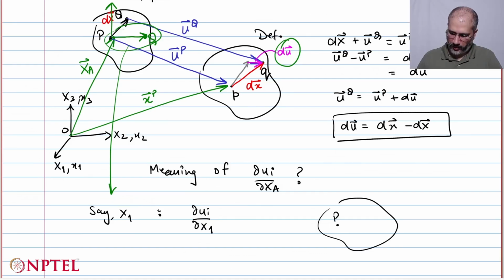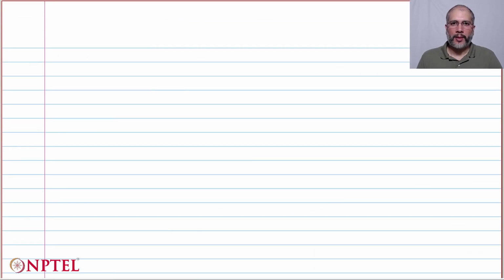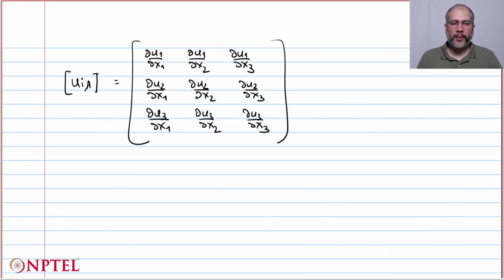So this is basically going from point P to point Q here, and this is our d capital X vector. So this del ui by del Xa is the ratio of the differential displacement as the deformation happens to the distance between points P and Q in the undeformed configuration. In fact, let us write the complete displacement gradient tensor. So this is the displacement gradient tensor, and you can see that the terms here are basically the terms that we just discussed in our previous discussion.